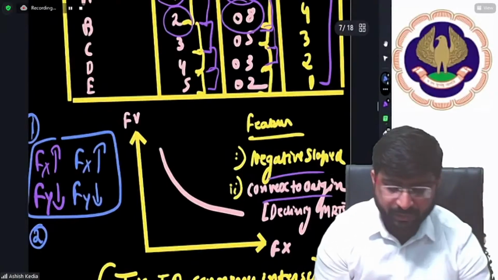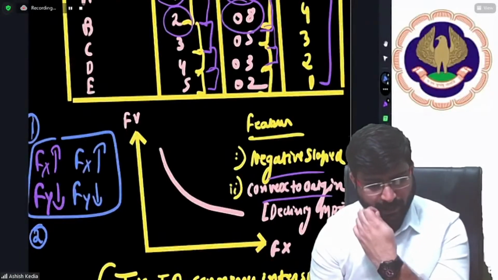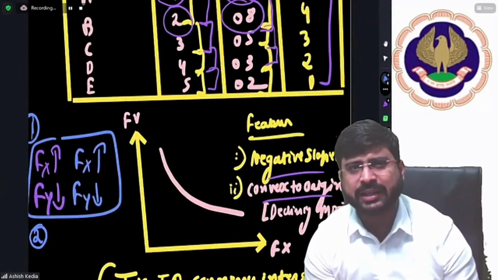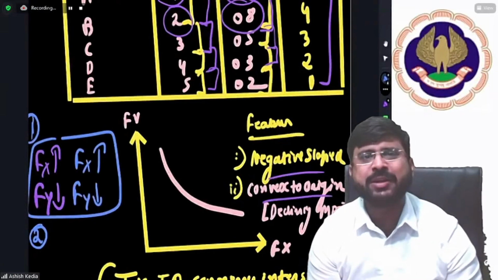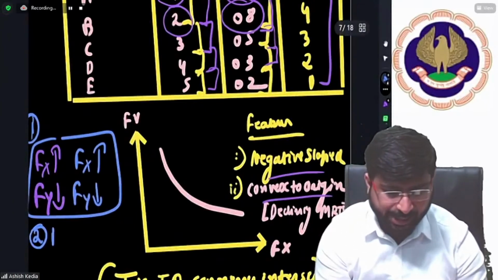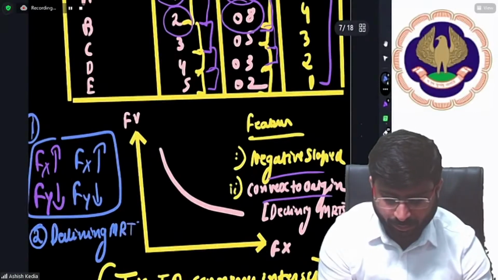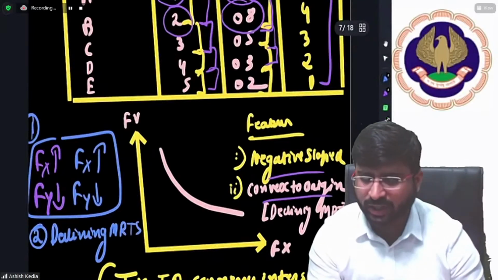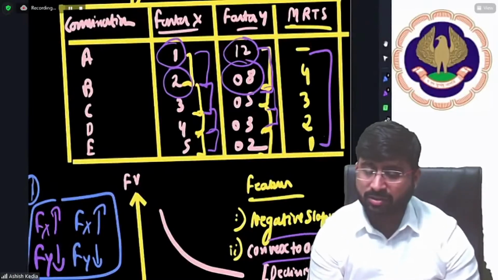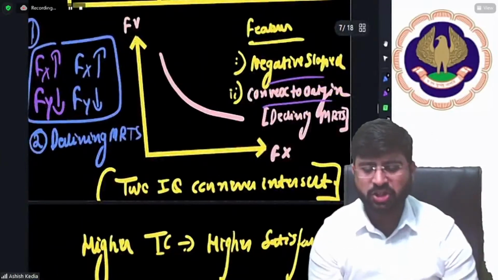What is point number 2? It's convex to the origin. What does it mean, convex to the origin? It means MRTS, marginal rate of technical substitution, is declining. See, it is constantly falling down. So therefore declining MRTS. This is the shape.